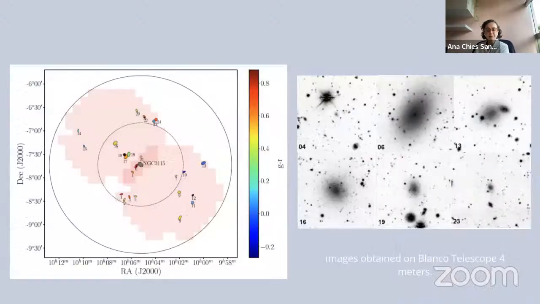In this left panel, you can see the distribution on the sky of our candidate LSBDs. While inspecting the residual images of our LSBD candidates, we noticed that several of them presented point sources that could be globular cluster candidates. And here are the Blanco images.